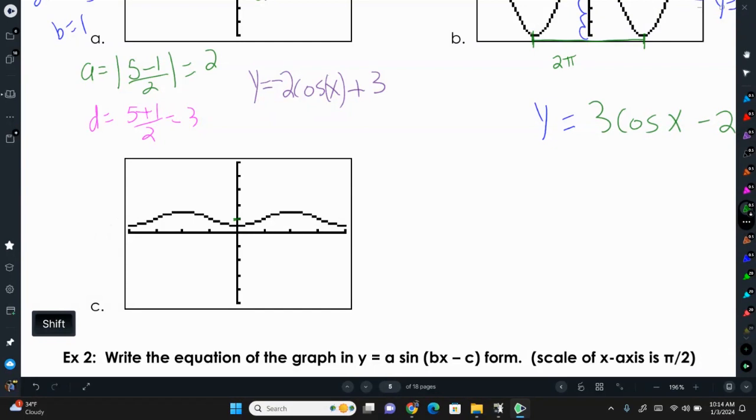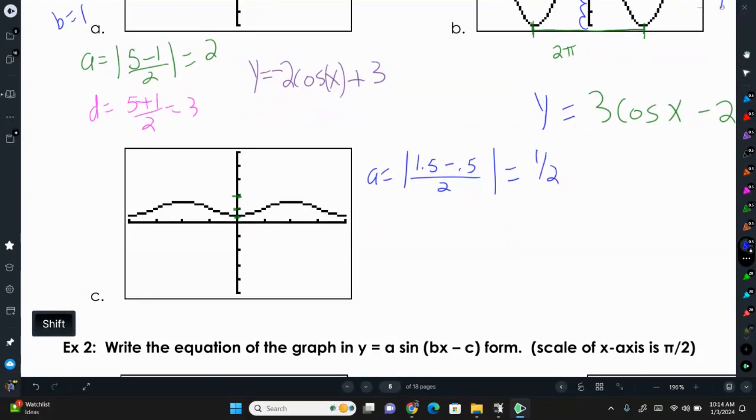So example C looks a little bit confusing because our amplitude is small. So here's 1, then here's y equals 2. Well, our y value looks to be, our minimum looks to be positive 0.5, and our maximum looks to be positive 1.5. So our amplitude is going to be 1.5 minus 0.5 over 2, which gives us 1/2.